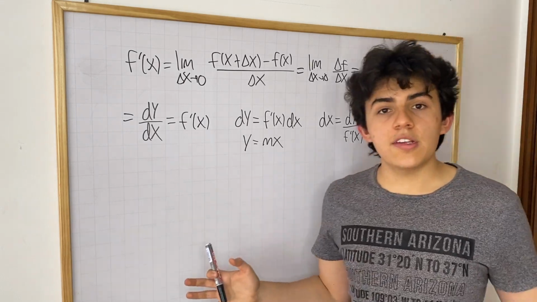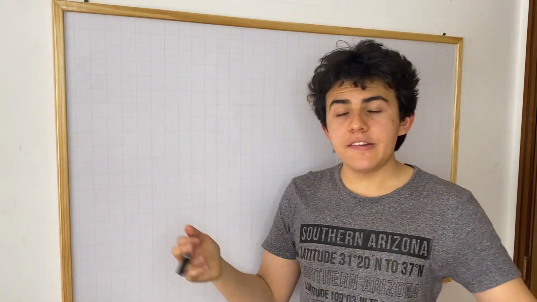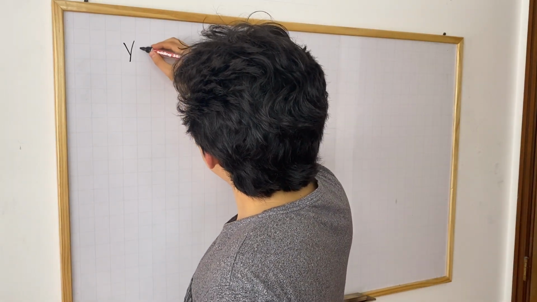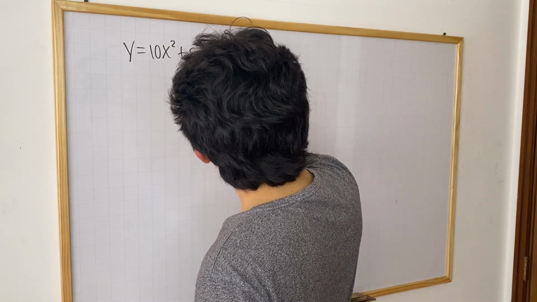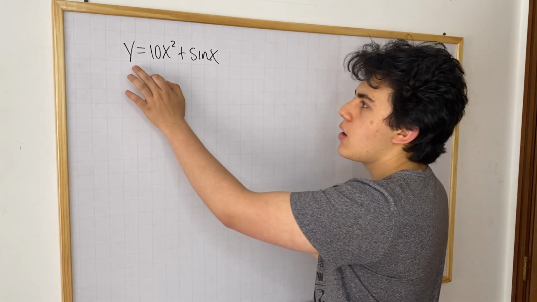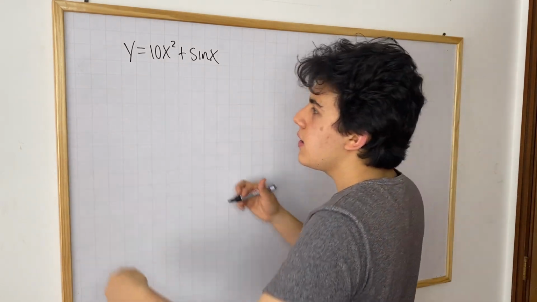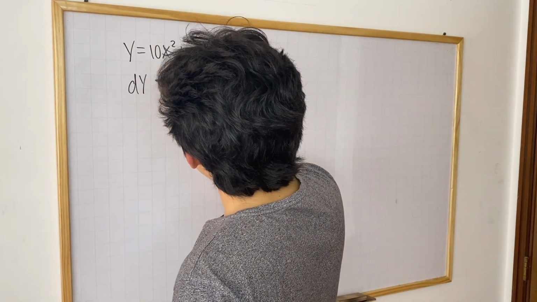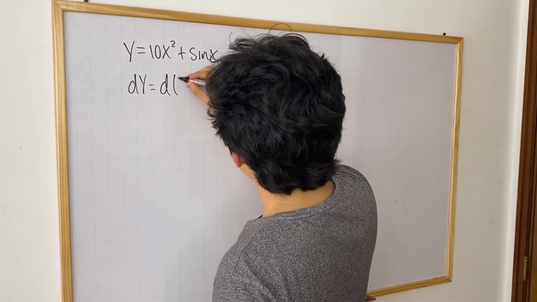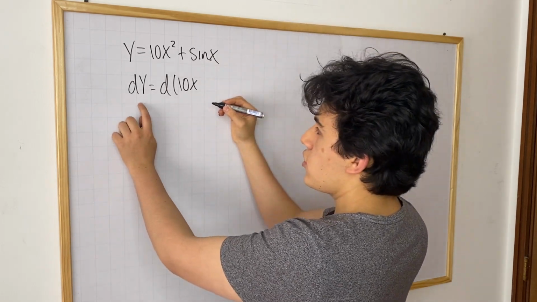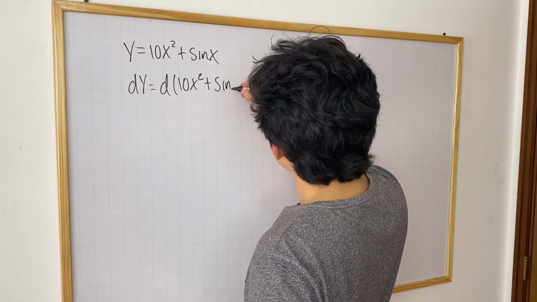So now I'm going to give you some examples of how you can compute differentials for different functions. So let's define a function y. Let's just say that y is going to be equal to 10x squared plus sine x, okay? Let's say this is our y function. Now we can ask, what is the differential of y? Well, you could write dy is going to be equal to the differential of the function, whatever y is equal to. So you have the differential of y is equal to the differential of 10x squared plus sine x.